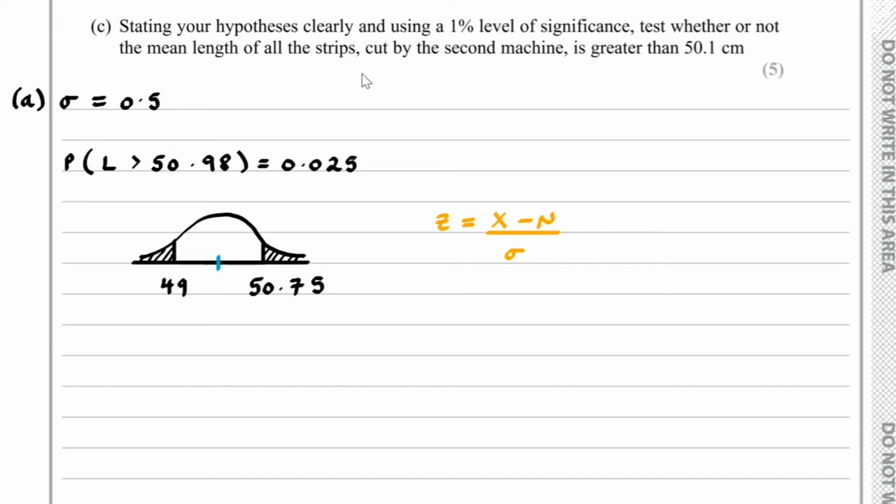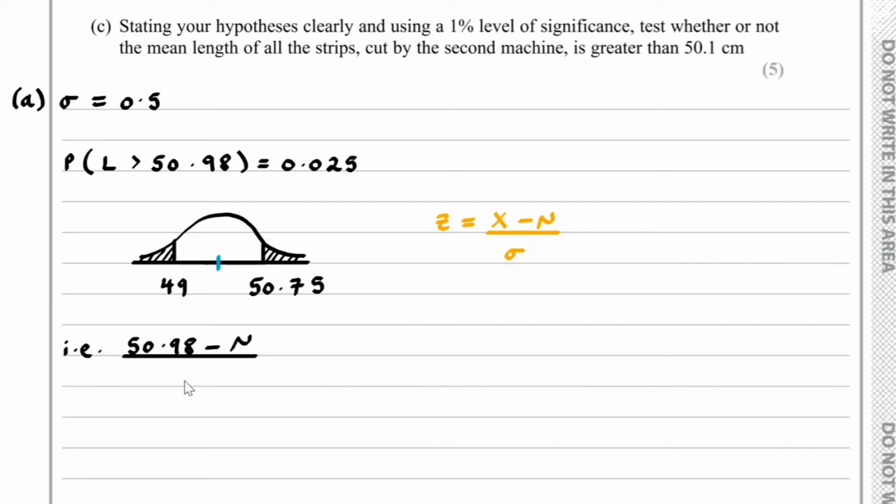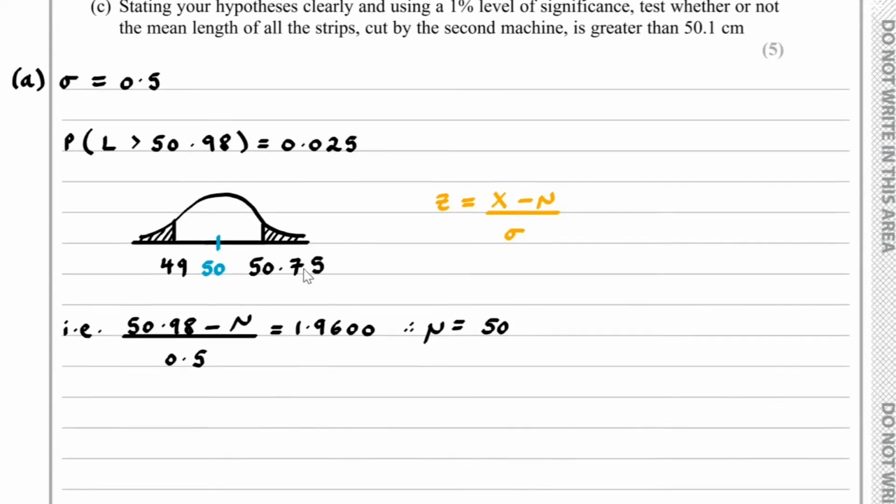And if we have our upper limit, we can find out what mu is. So, using this, we've got 50.98 subtract mu divided by sigma, which is 0.5. This is equal to 1.9600. And if we find out what mu is, mu is therefore equal to 50. So here we've got 50 for the mean. And now we are in a position to find the probability between 49 and 50.75.